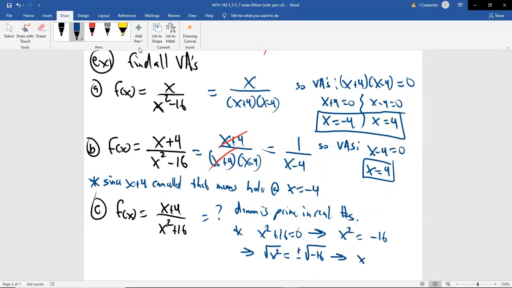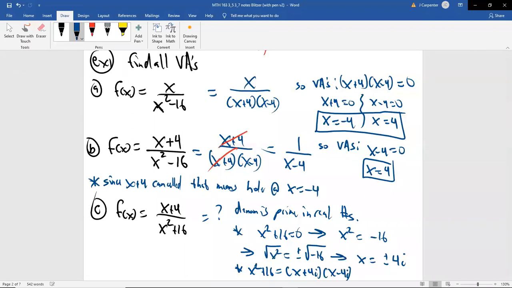These are just arrows saying, hey, this simplifies, so I don't take up too much space. So there are imaginary zeros to the bottom, but we can't graph imaginary numbers, so it has nothing to do with the context. Now, notice I said it's prime in real numbers. What that really means is x squared plus 16, we can factor as x plus 4i times x minus 4i.